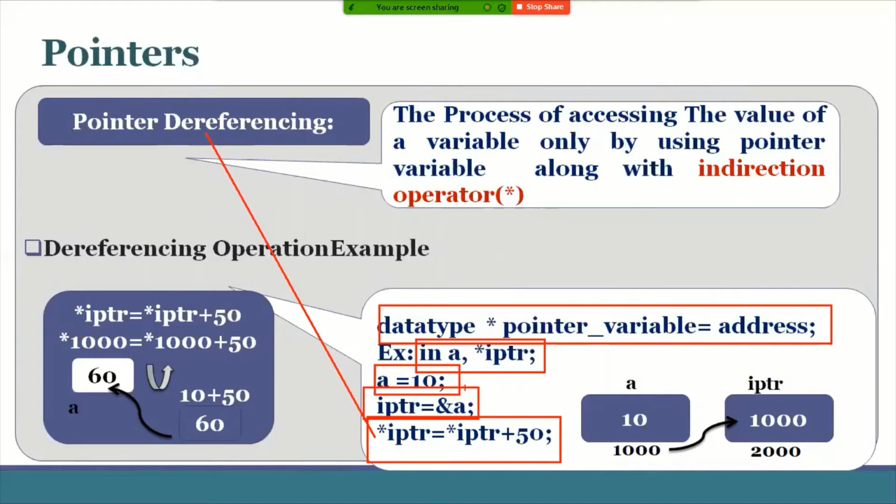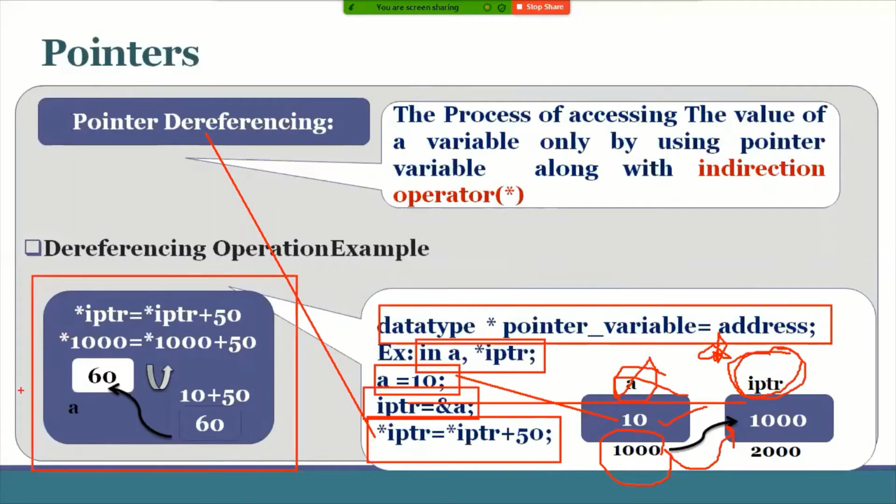Here, the A value is 10 and IPTR holds the address of A, that is 1000. This 1000 is given to the IPTR variable. Now, with the help of this particular IPTR variable, we will perform the dereferencing operation with the help of this indirection operator. We will not touch the A variable. We will use IPTR and try to modify this value 10. See how we are going to modify the A value with the help of IPTR. Listen carefully, observe carefully. In this statement, indirection operator IPTR is equal to indirection operator IPTR plus 50.